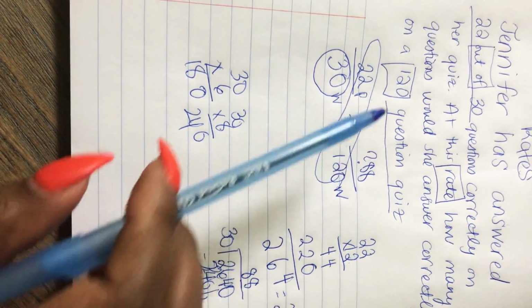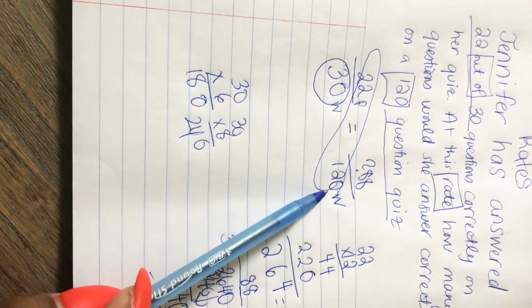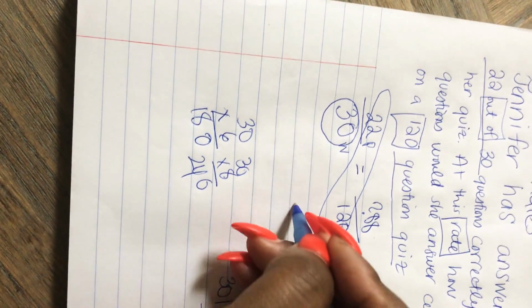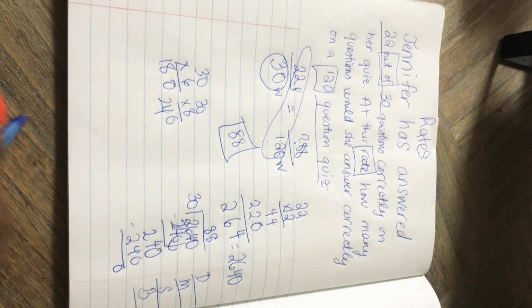And now I know that 22 over 30 is equivalent to 88 over 120. And 88 is going to be my answer. Box it in. And I have solved this question.